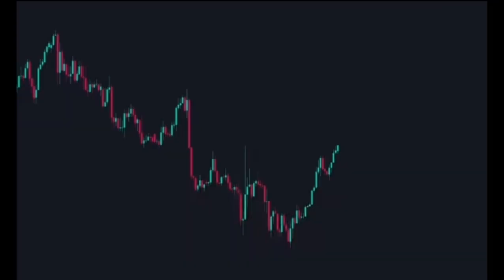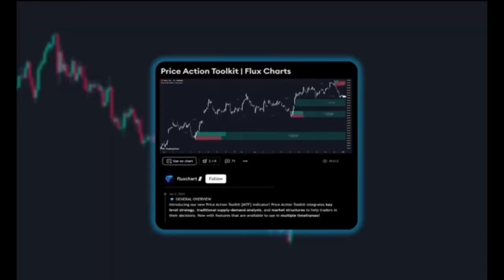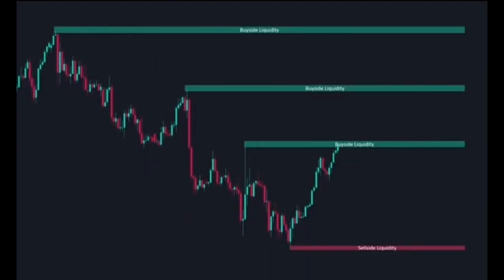Now the best part: with the Price Action Toolkit, these important liquidity zones appear automatically on your chart, showing you exactly where institutions are likely to hunt next. This makes it much easier to plan your trades based on where the smart money might be targeting.